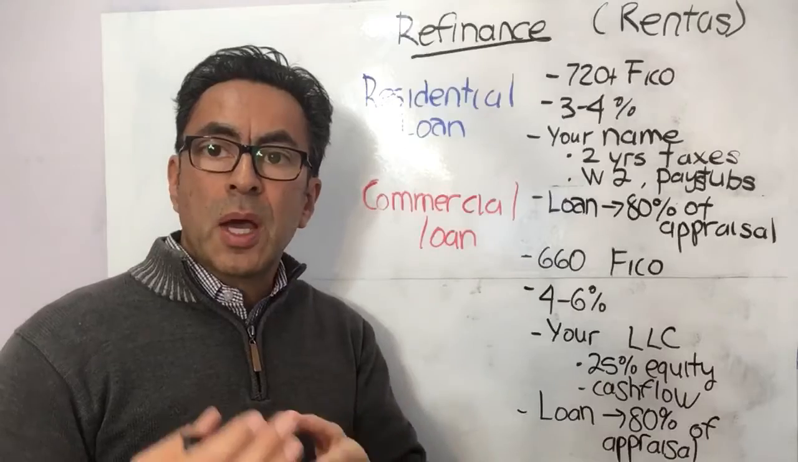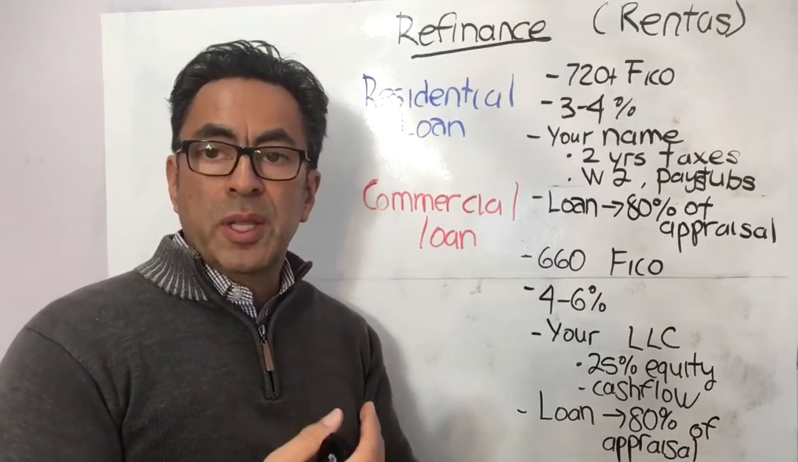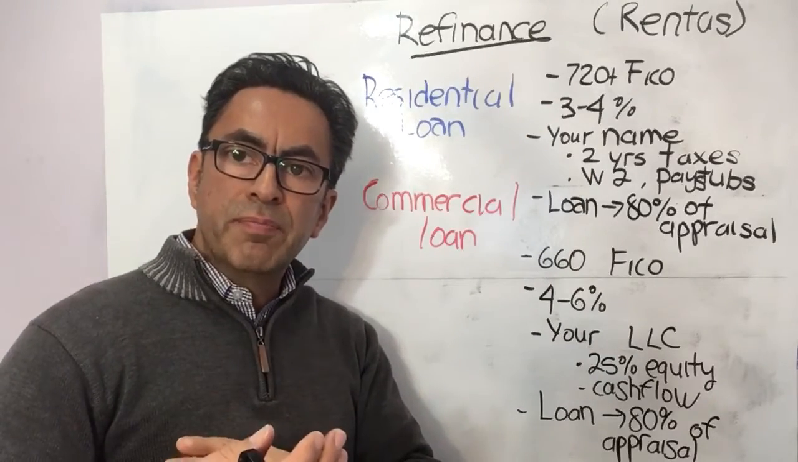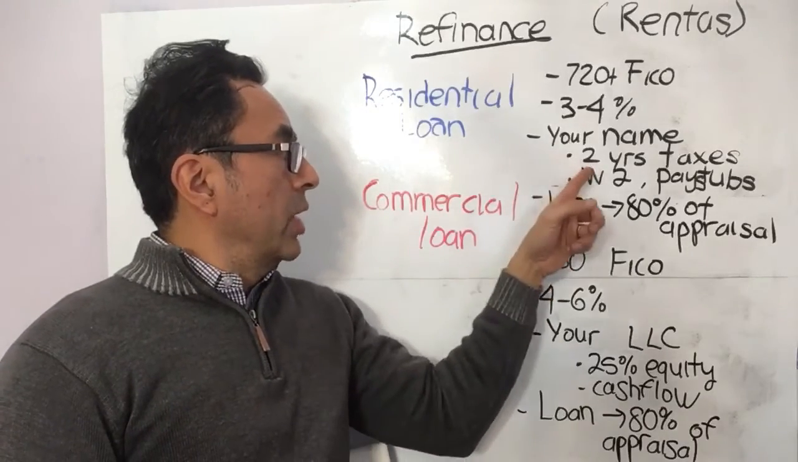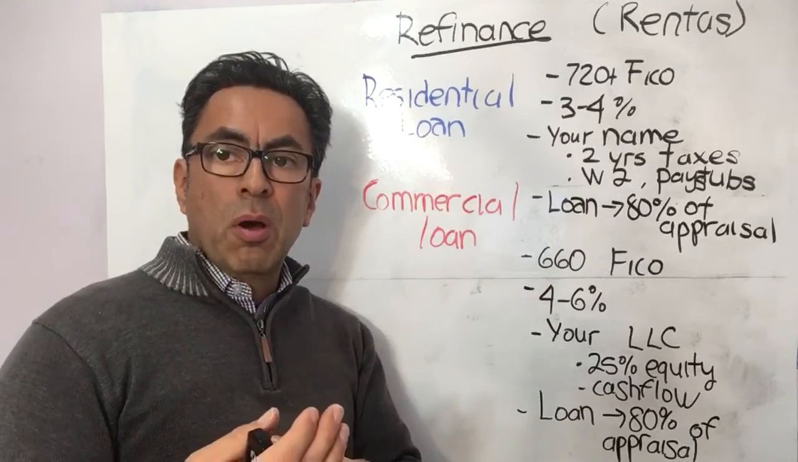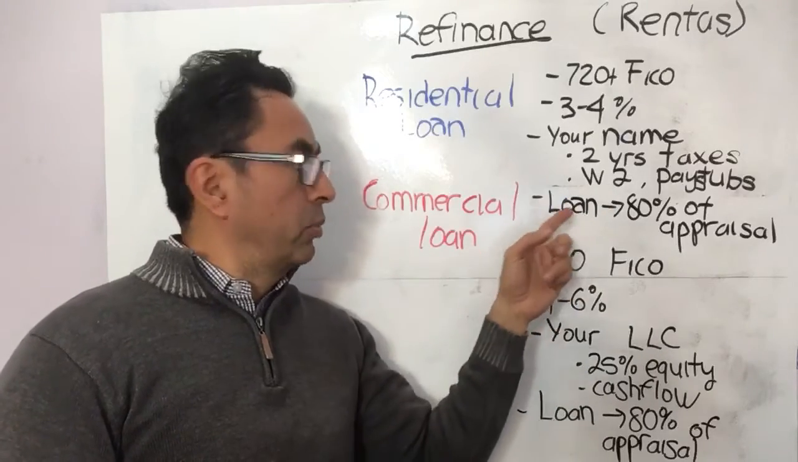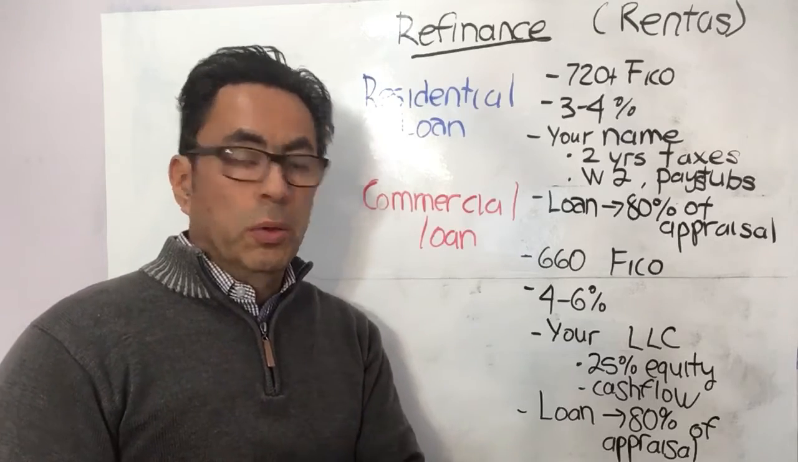Obviously, the requirements are a little bit more stringent on the personal or residential loan. In this case, they're going to be asking for a 720 FICO score or above. They're going to ask you for 2 years of tax returns, W-2s, pay stubs, and they're going to give you up to 80% of the appraisal value in the loan.